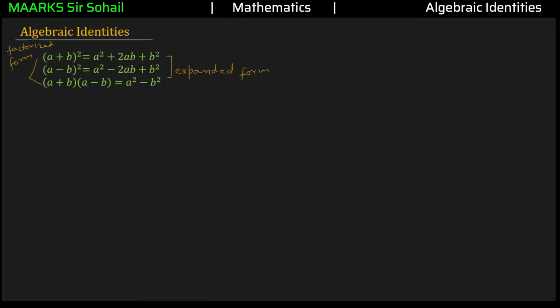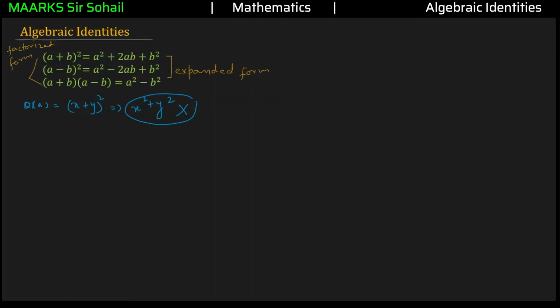I am starting with a question so you understand the concept clearly. If I have a question (x plus y) whole square, often I have seen students write it as x square plus y square. They do not use the algebraic identity, and eventually they get the wrong answer. So this is wrong. Make sure you do not do this. You need to use the algebraic identity.